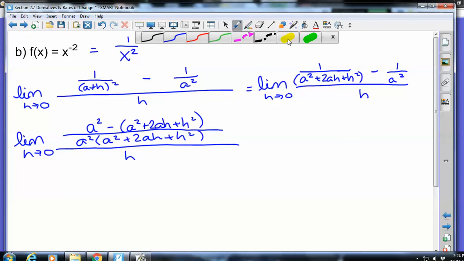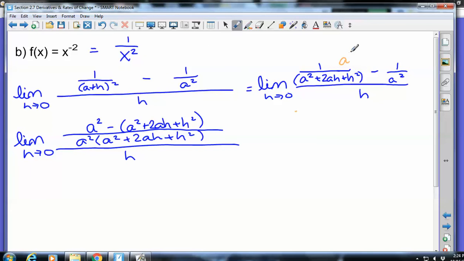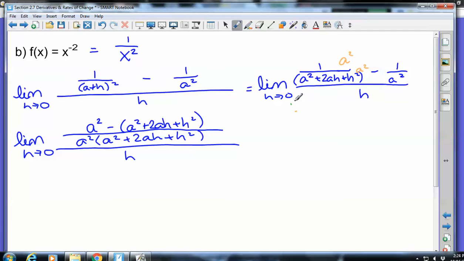Did I lose you guys there? Okay. What I did is took this one times a squared on top and bottom. And I took this one times a squared plus 2ah plus h squared on top and bottom. And then I just went ahead and wrote them as one big fraction. So 1 times a squared gives you a squared, minus that one.